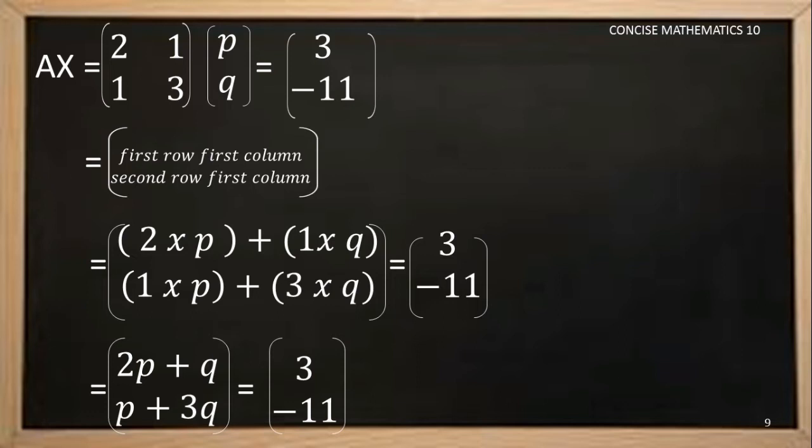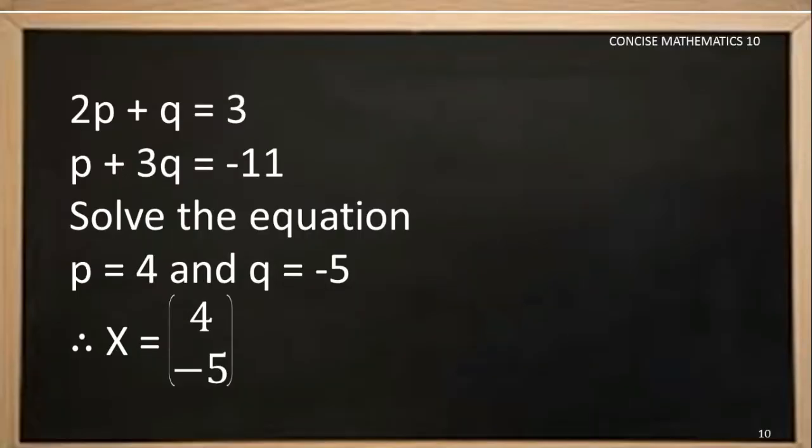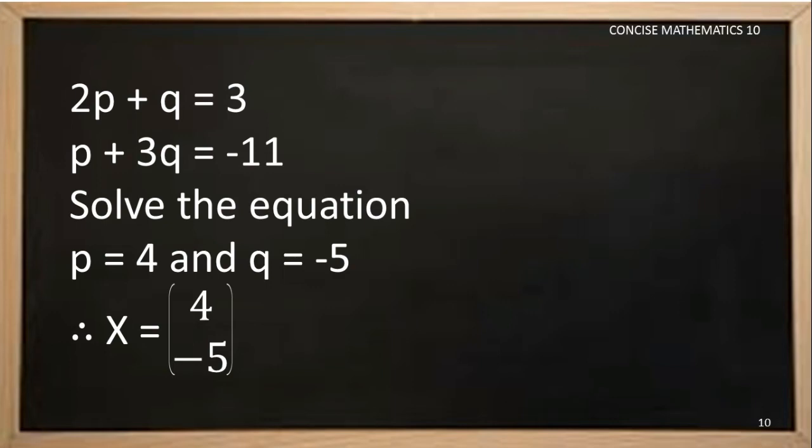It forms an equation 2P plus Q is equal to 3, and P plus 3Q is equal to minus 11. By this we can find the values of P and Q by solving these two simultaneous linear equations, either by the substitution method or by the elimination method. Solve the equations and find out the values of P and Q.